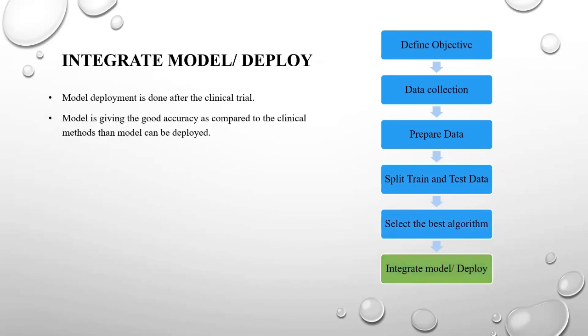The last step is to integrate the model or deploy. After you have created the ML algorithm, it is very important that you deploy your model. But before deploying your model, you need to send it for a clinical trial. Because if your model is showing 94% on your side, then it is very important that in the clinical trial it shows the same results. If it shows the same results, only after that can you deploy your model.